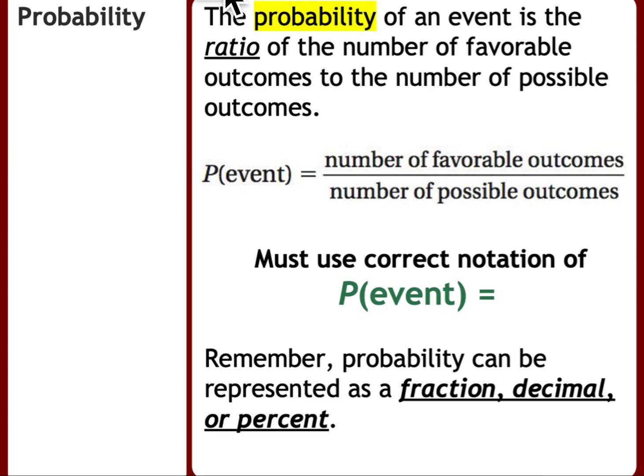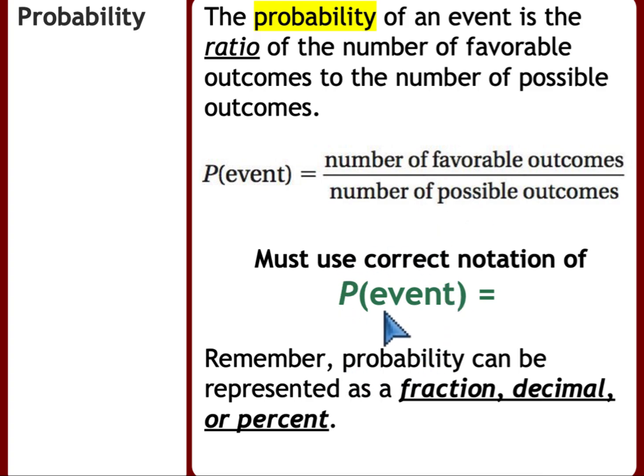So the probability is a ratio of the number of favorable outcomes to the number of possible outcomes. So we write it as capital P and then some abbreviation for the event. And then we write it as number of favorable over number of possible. So it is a part to whole ratio. So always keep that in mind. We always have the part in the numerator, whole in the denominator.